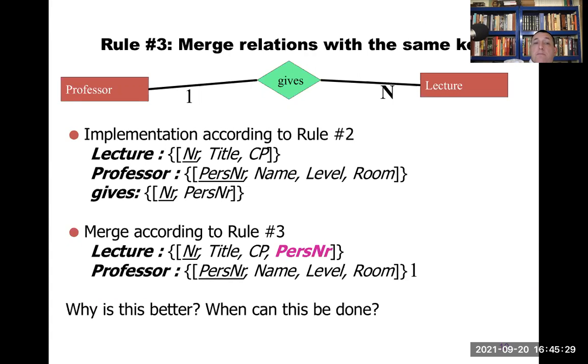Probably it would be better to store both tables, accessed differently in different situations by different queries, separately. So when we read a table of lectures, we get from hard disk or from other storage just this volume of data, just title and CP, and that's everything we want.